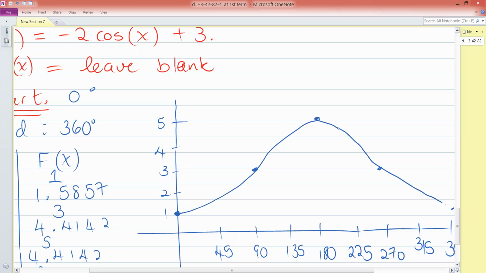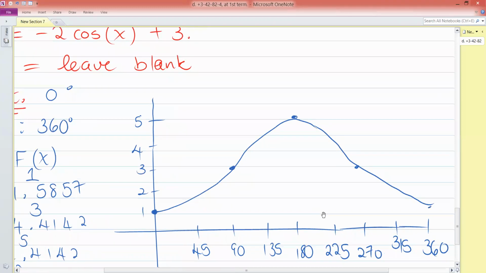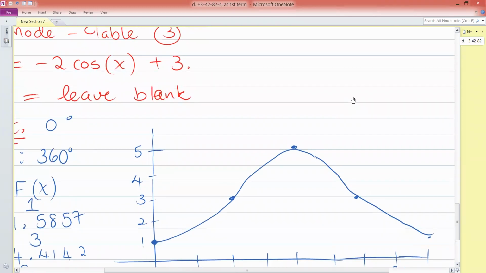This makes sense. Why? Because remember the original cos graph looks like that, right? What does the negative 2 mean? It's been reflected. That's why the shape is flipped, okay? It's now shaped the other way. You flip the entire graph if there's a negative sign there. Then what's happened? It has been shifted up how many units? 3 units.